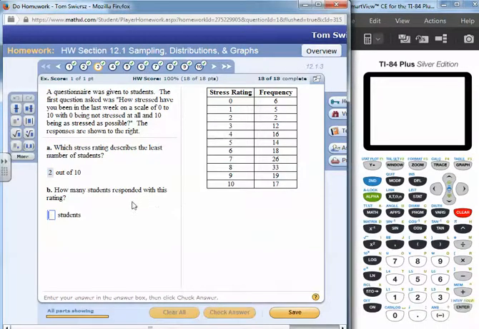And then now they ask how many students responded with this rating. Again, now you answer with the frequency, which is 2 students, from the second column. The first column is the stress rating. The second column is the frequency. Very good.